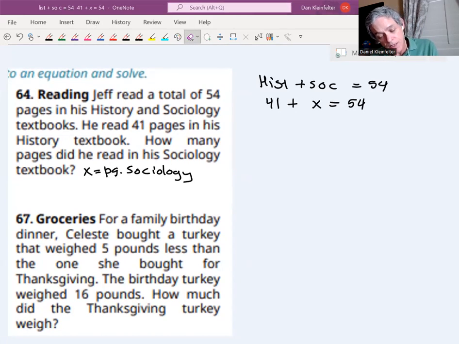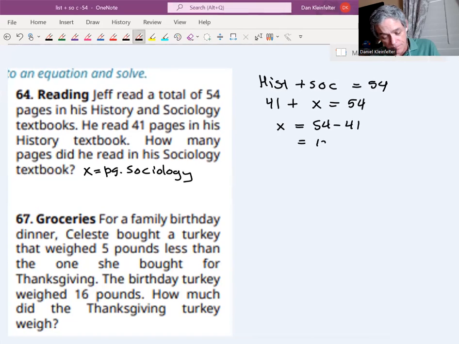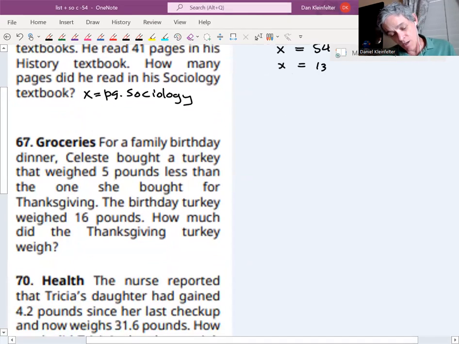So then subtracting 41 from both sides, it's got to be 13. Okay, 13 pages in the sociology book.